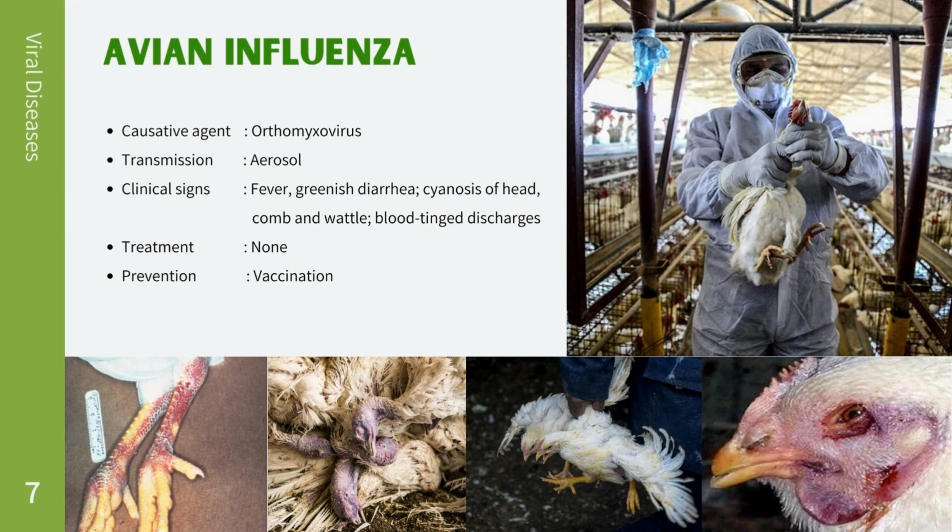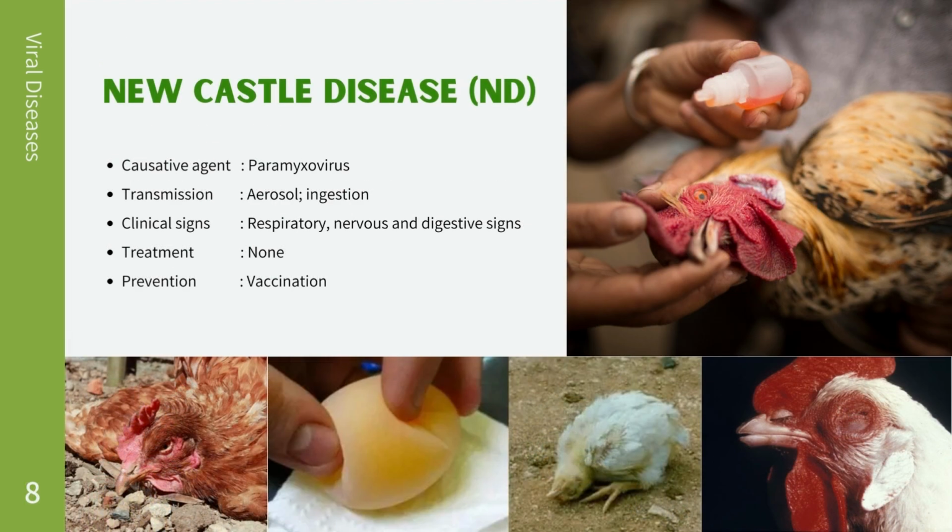Avian influenza. Causative agent: orthomyxovirus. Transmission is through dust or aerosol. Clinical signs: fever, greenish diarrhea, cyanosis of head, comb and wattle, blood-tinged discharges. Treatment: none. Prevention: vaccination. Newcastle disease or ND. Causative agent is paramyxovirus. Transmission: aerosol and ingestion. Clinical signs: respiratory, nervous, and digestive signs. Treatment: none. Prevention is also vaccination.